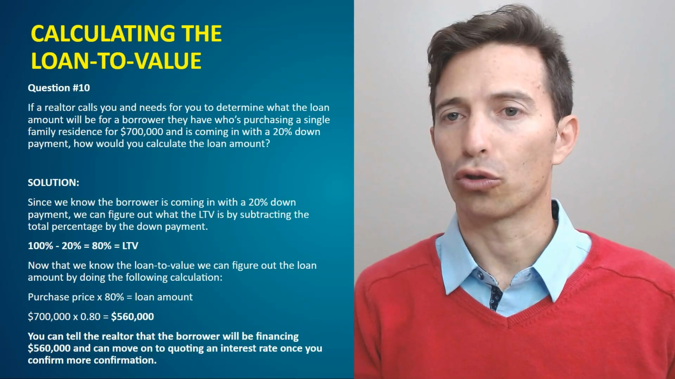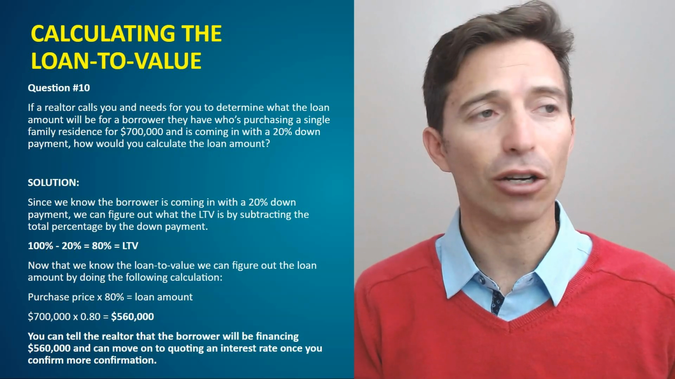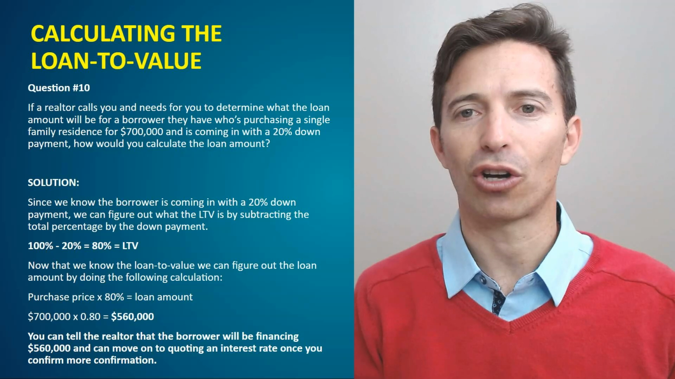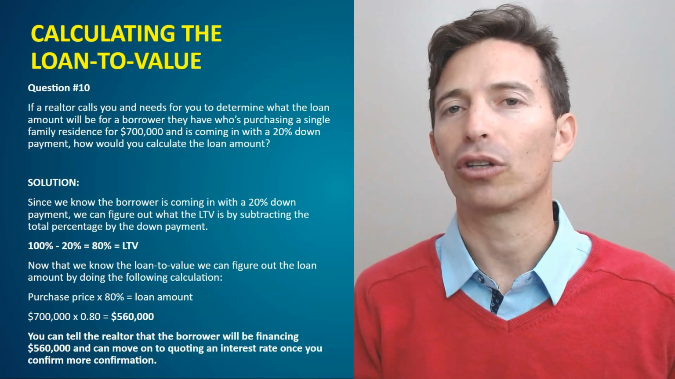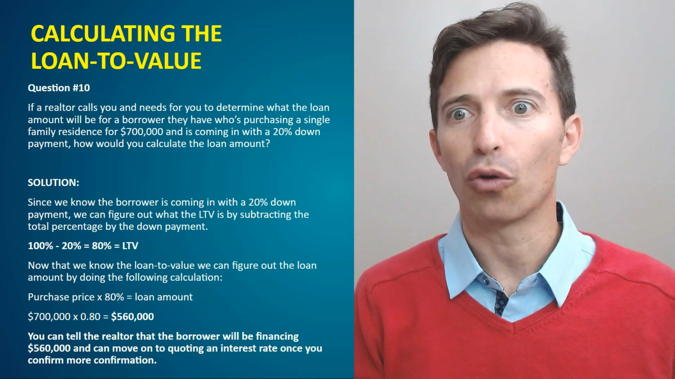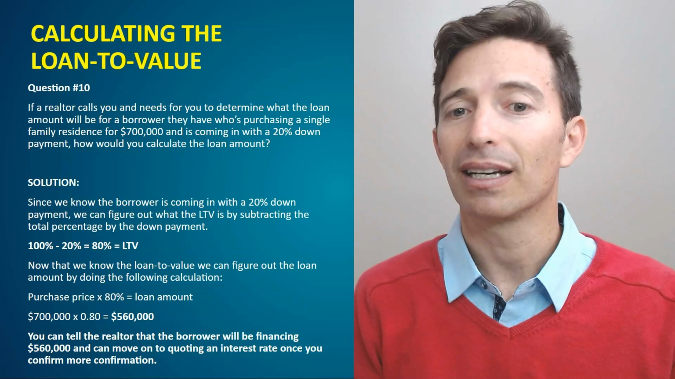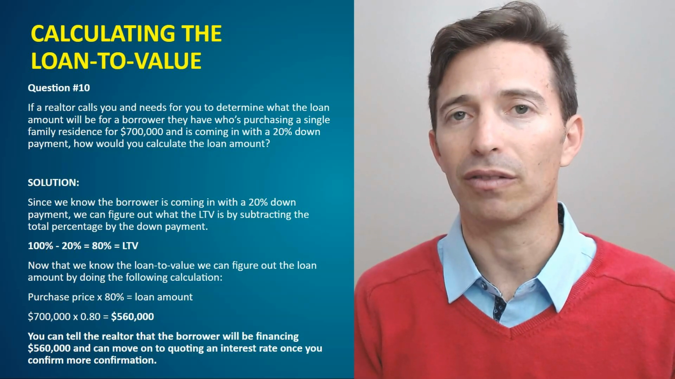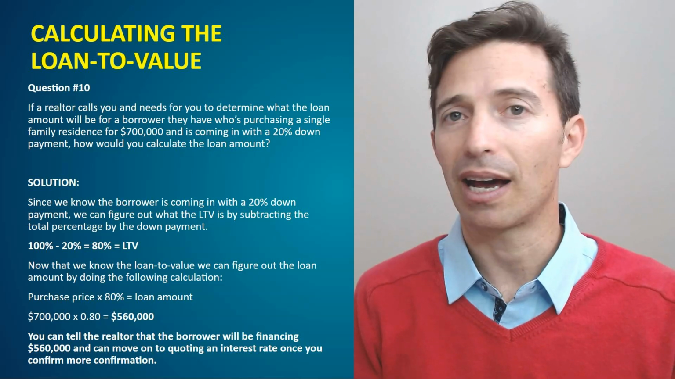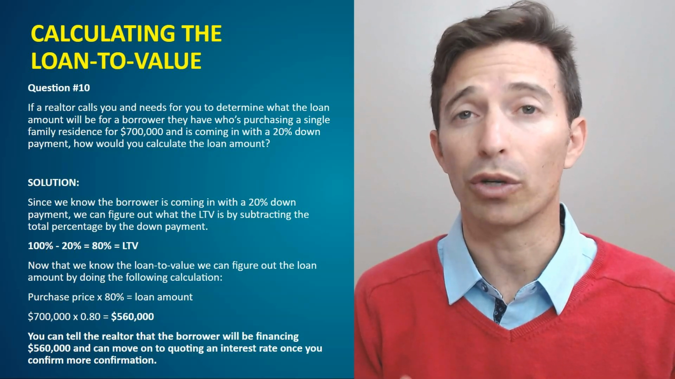So if a realtor calls you and they need to determine what the loan amount is going to be for their borrower who's purchasing a single family residence for $700,000 and is coming in with a 20% down payment, how would you calculate the loan amount? First of all, we know that 20% down means that they're going to be only financing 100 minus 20, 80%. So they're going to be financing 80%, and that's going to be the LTV, which also means they're not going to have mortgage insurance. So that's going to lower the DTI as well, the debt to income ratio, which we will see in the following exercises.